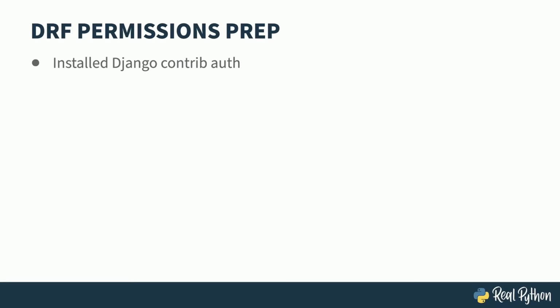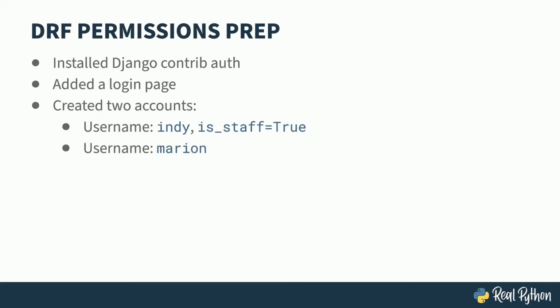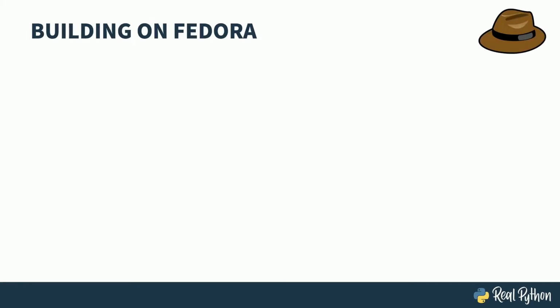I installed the Django contrib auth module. I added a login page, and I created two accounts, one called Indy with the staff parameter set to true, and one called Marion. Okay, the background's in place now. I've got some accounts so that I can show you who can do what with different permissions.